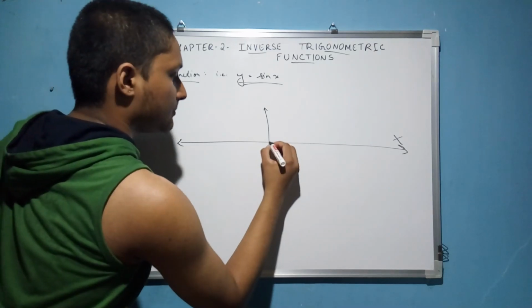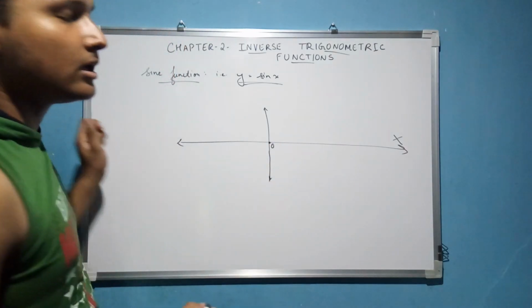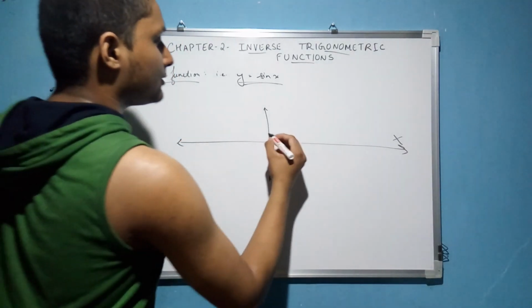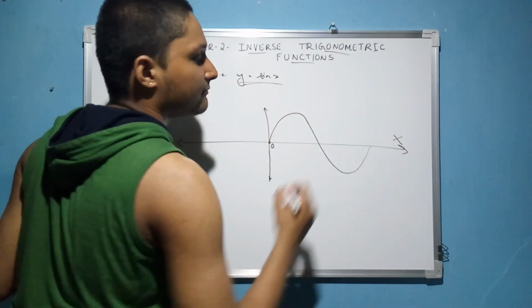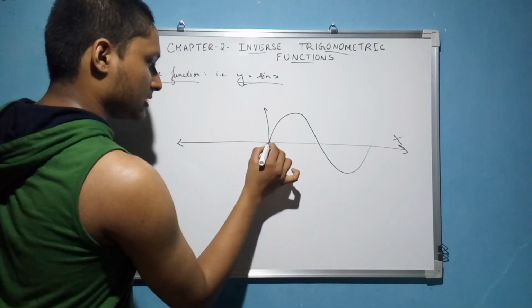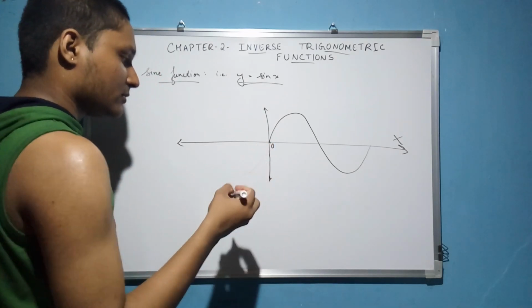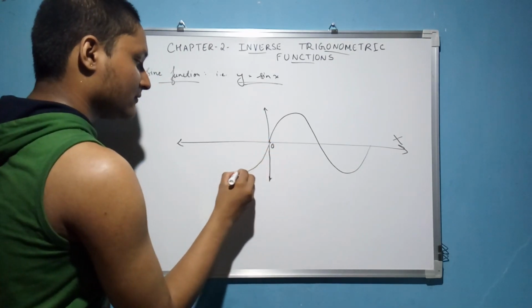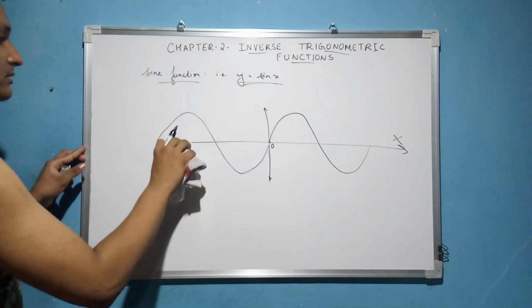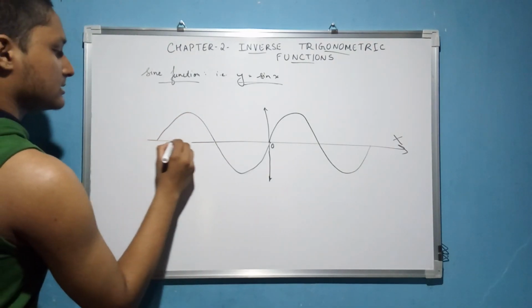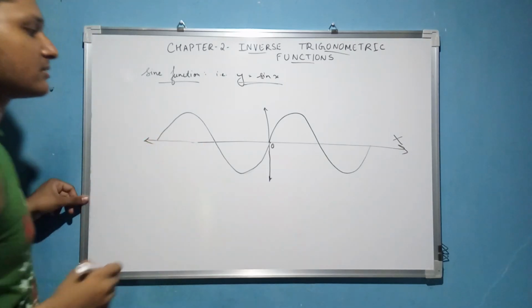Okay, this is the point 0. Last year you have already learned how to draw the sine graph. The characteristic sine graph is also called a wave graph. Generally, when it comes to physics, this graph becomes very important. This is the characteristic wave graph.